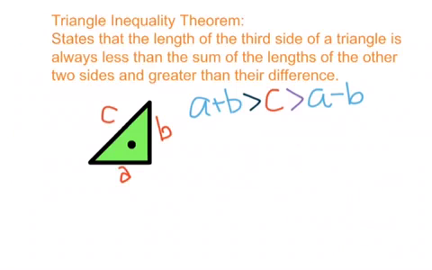Okay? Alright, let's talk about the triangle inequality theorem. This states that the length of the third side, which is the longest side, which will be C right here, of a triangle is always less than the sum of the lengths of the other 2 sides, but it's greater than their difference. So when you add these 2 sides up, this has to be larger. You add these 2, has to be bigger than your longest side. But when you subtract them, it has to be smaller than your longest side.